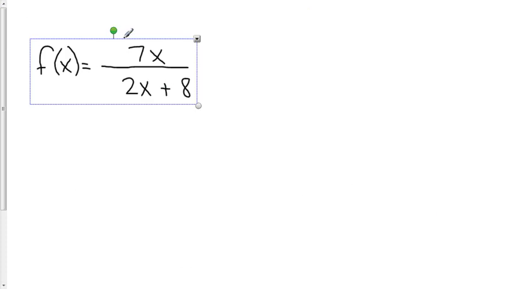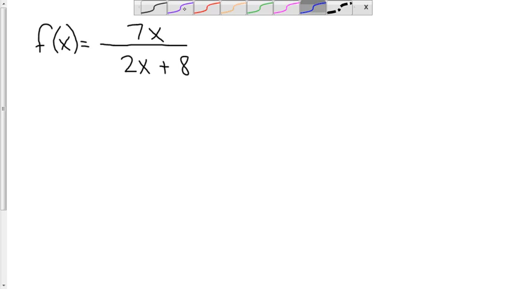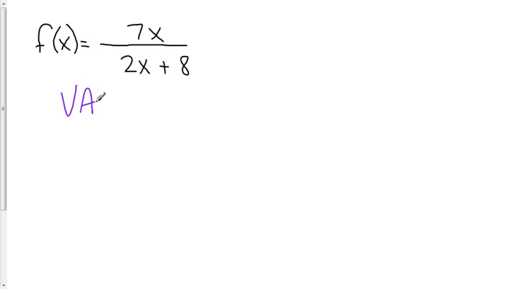Example number 2 is this one, 7x over 2x plus 8. We'll go through the same process. Vertical asymptote. Take the denominator, set it equal to 0, and you will get 2x equals -8. And so x equals -4.